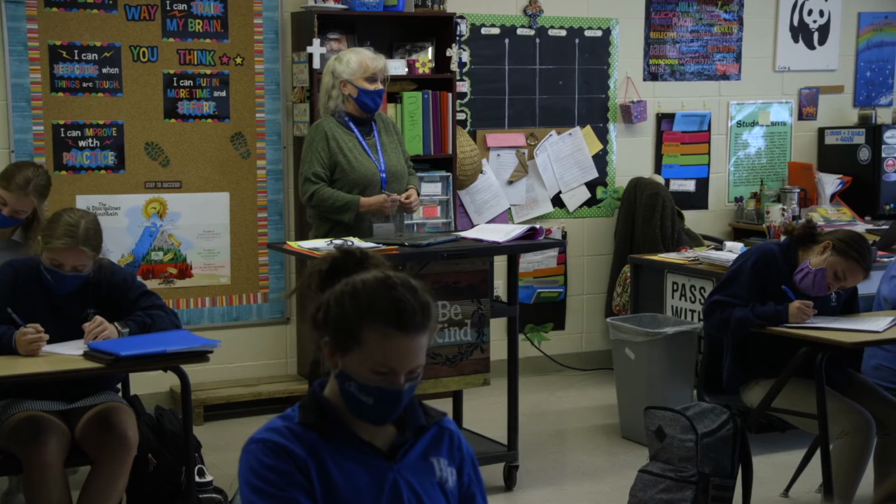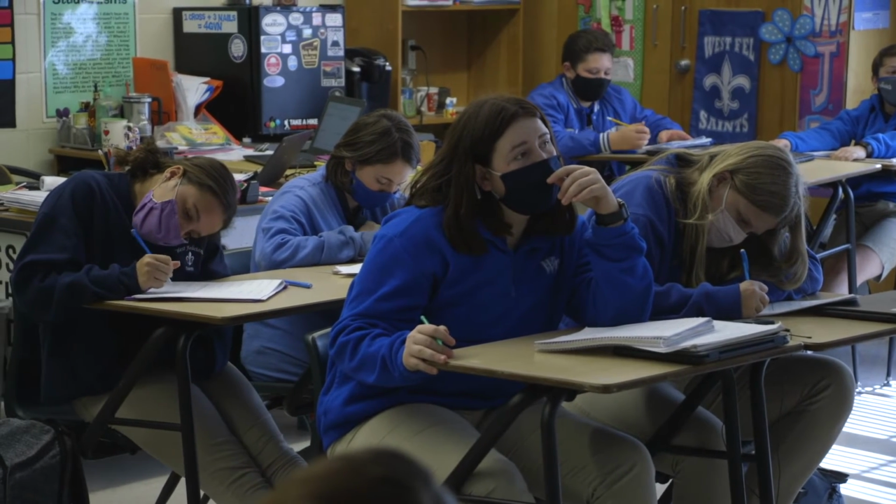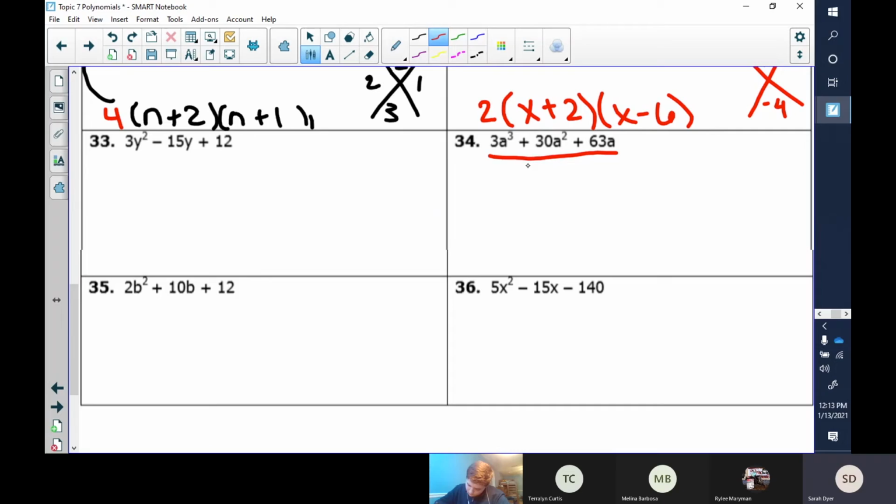Because they all have variables. That is true, Addie. And you said it has an a to the what? It's a to the 3rd power. So do you see then a common factor?